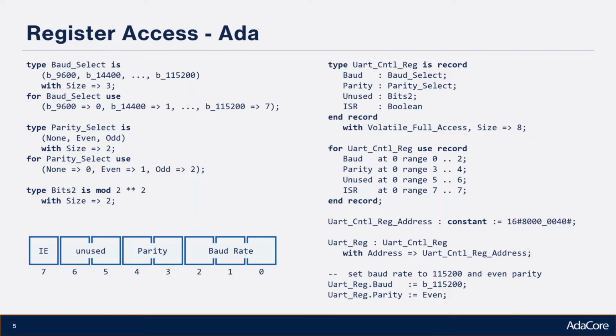The next paragraph down has another one of these representation clauses, and we can actually lay out bitwise all of those fields in that record. We say that baud occupies byte 0, and it occupies bits 0 to 2 of that byte. Parity is also at byte 0, but it occupies bits 3 and 4 instead, and so on and so forth.